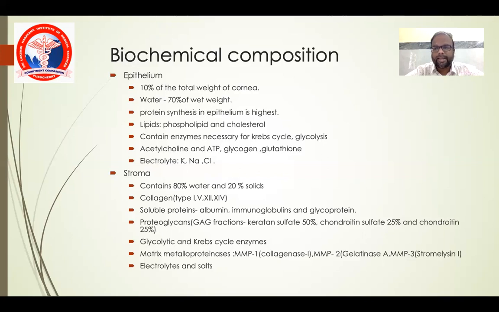Considering each individual layer separately, to start with, the epithelium. The epithelium forms 10% of the total weight of the cornea. As we all know, it is a stratified squamous non-keratinized epithelium which consists of a basement membrane, a basal cell layer, a wing cell layer, and a superficial layer, as we discussed in the class on anatomy. Now, this epithelium contributes 10% of the total weight of the cornea.